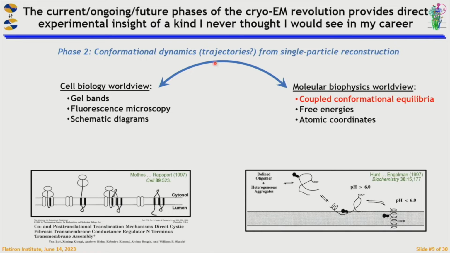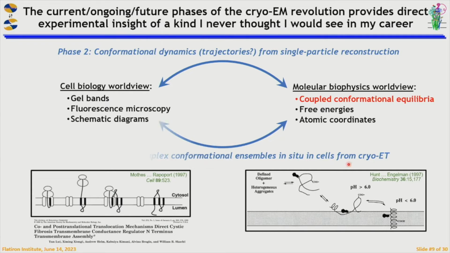And so where we are now is people are beginning to develop cryo-EM methods and approaches, and just play with things so that they can actually get conformational dynamics from in silico particle reconstructions. I'm going to show you examples of that today. And then the next step, which we're not there yet, is doing the same thing in situ in cells using cryo-electron tomography. So we're not here yet, but we're in the middle of this revolution now.